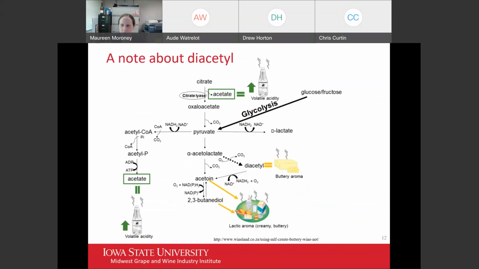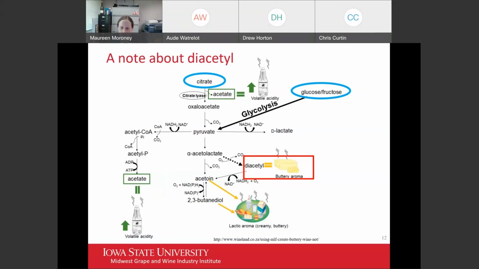Somehow diacetyl always comes up when we talk about ML bacteria, so I want to take a very brief moment to clear up some confusion about diacetyl. You can see it here on this metabolic pathway. You can also see that the starting points are sugar and citric acid. So the notion that diacetyl is primarily a product of conversion of malic acid to lactic acid is not 100% true.